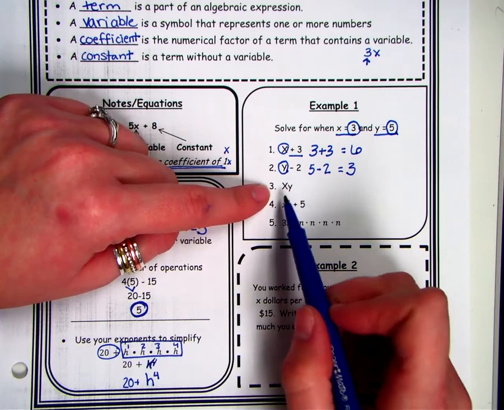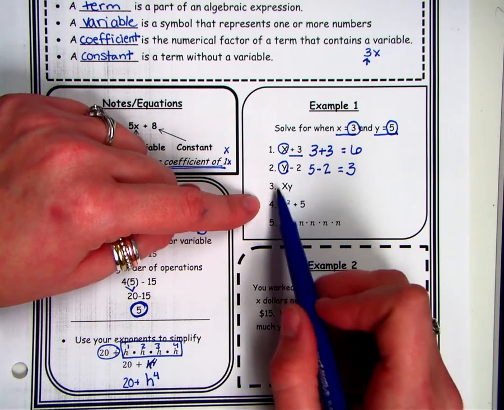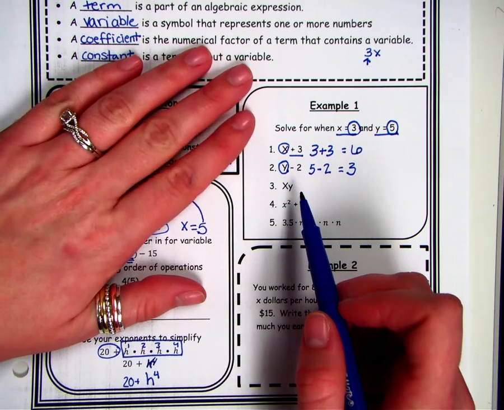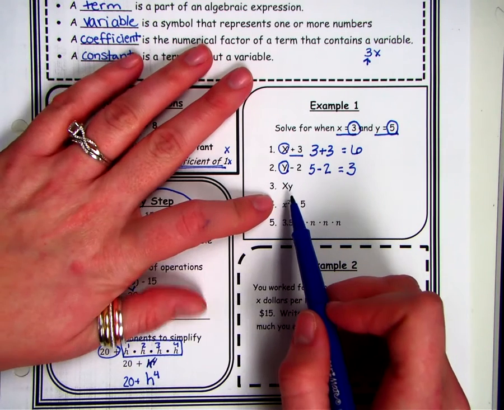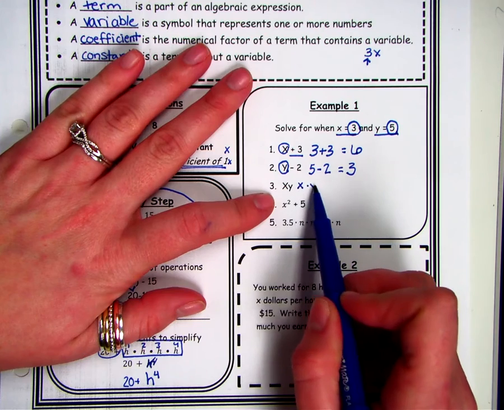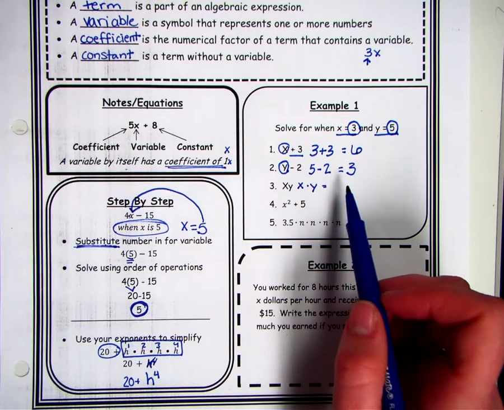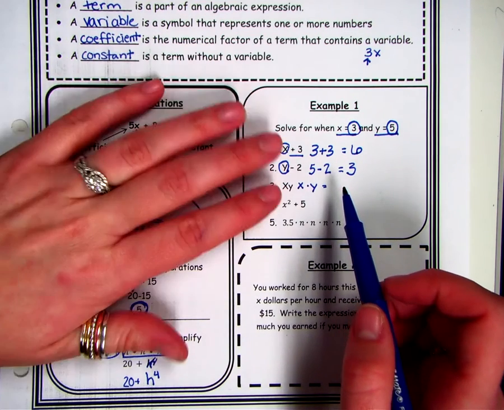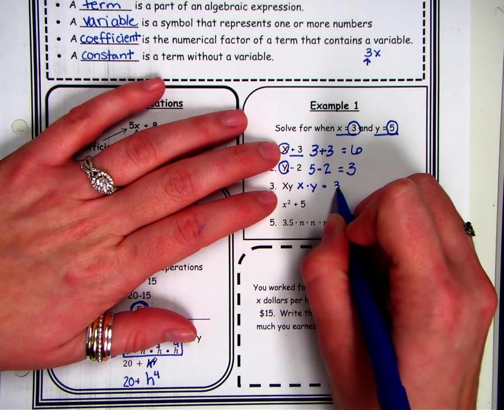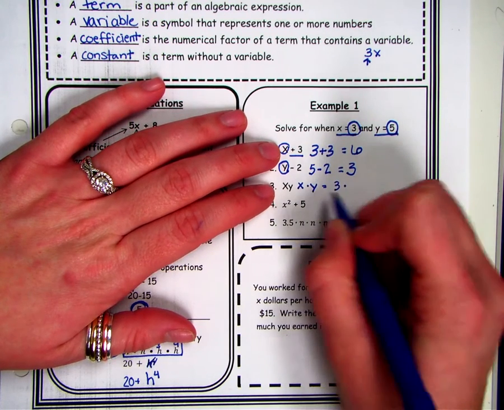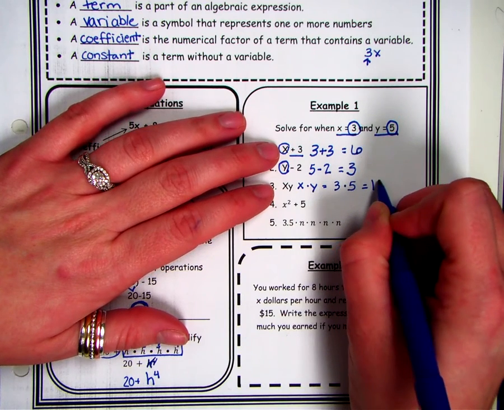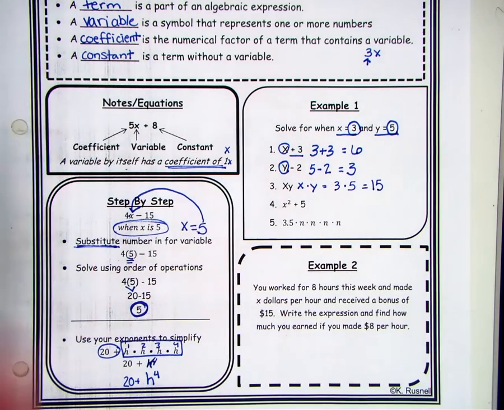Next one, I have x and y. Now again, there's no sign here to tell me what operation it is. So I know it's multiplying because they're right next to each other. So I'm going to take x times y and plug in my variables. My first one is x, which is 3. So I'm going to go 3 times my y, which is 5. So 3 times 5 is 15.